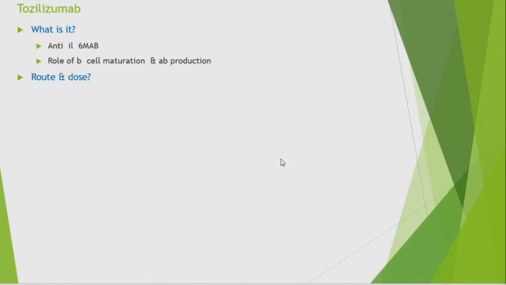Route? Sir, route is IV only, sir. Dose, not sure, sir. Side effects? Sir, it can present with upper respiratory tract infection. Yes. And chance of anaphylaxis can be there. And these injections can cause increased liver enzymes and all. There is one possibility.